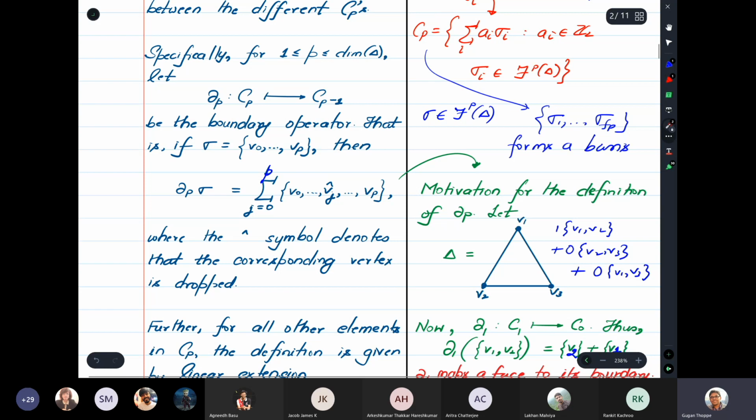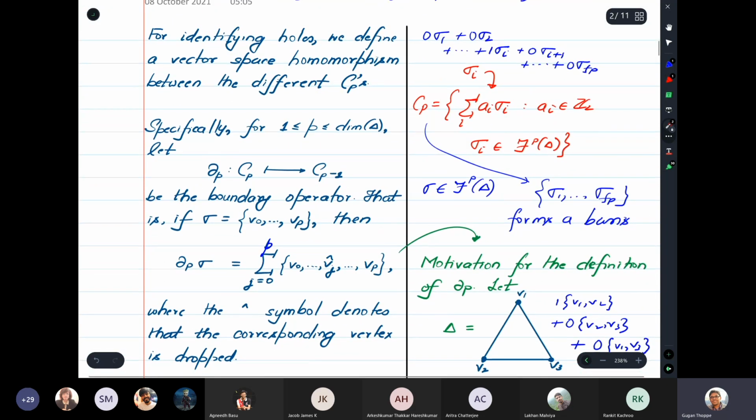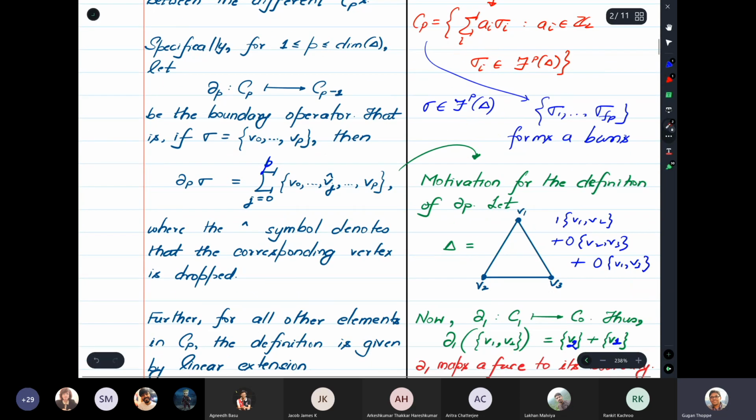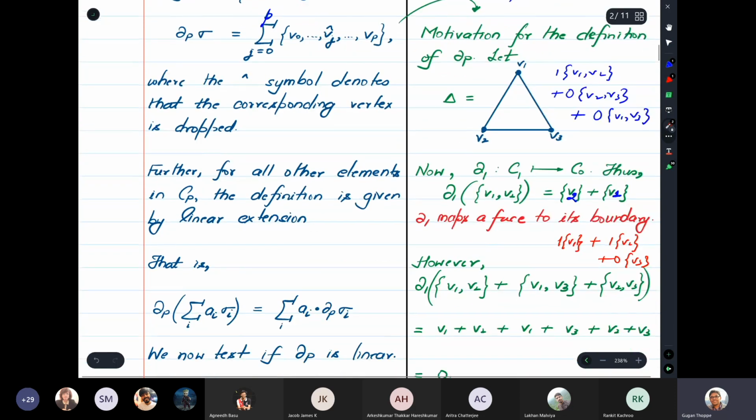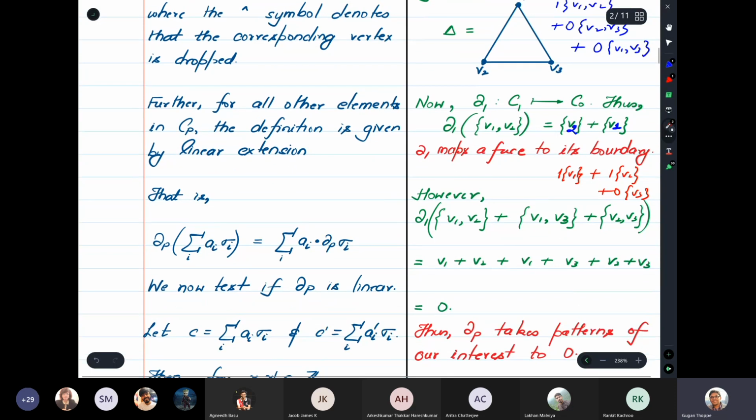So although I have defined this ∂_p only for the special p-chain, however, above I had mentioned that we want this to be a vector space homomorphism, right? So from this phrase itself, you should be able to see how one should be able to define ∂_p for a generic p-chain. So let's just see what we have to do.